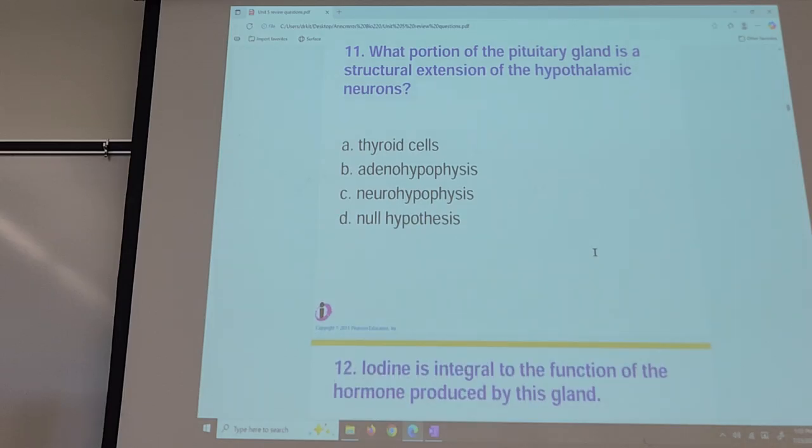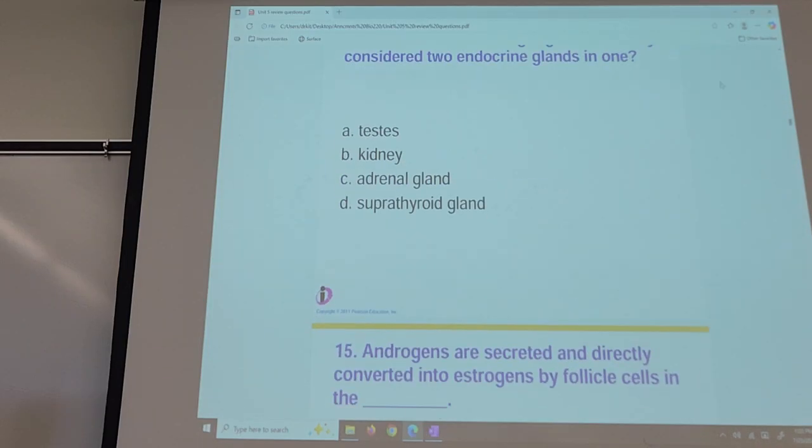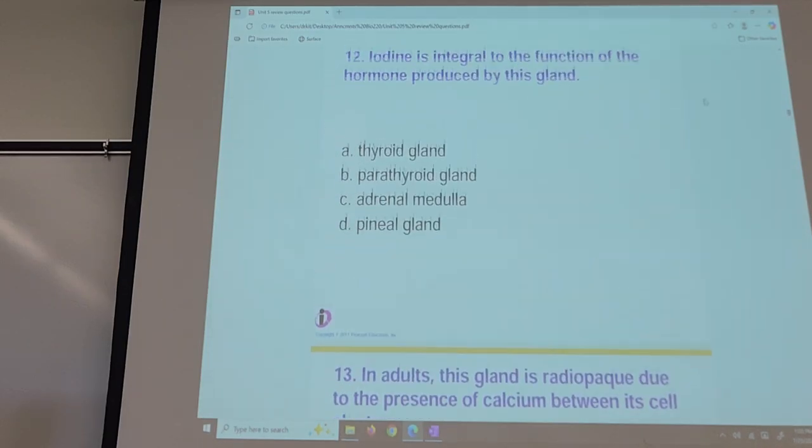Okay, what portion of the pituitary gland is a structural extension of hypothalamic neurons? C, right? Neurohypophysis. What's another name for the neurohypophysis? Posterior pituitary gland, yeah. I like letter D, null hypothesis. Null hypothesis is fine. Okay, let's see where we are.